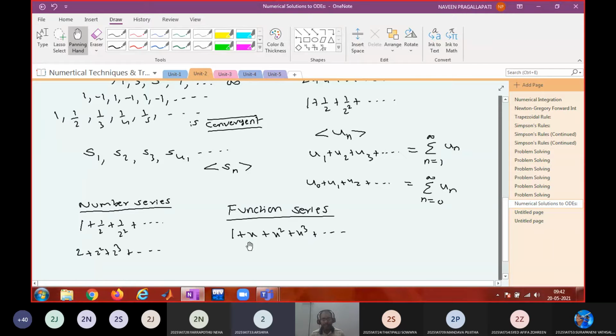It depends on the value of x. For certain values of x, it is convergent. For certain values of x, it is divergent. If I substitute x equal to 1 by 2, it is convergent. If I substitute x equal to 1, it is divergent. So for a function series, you cannot say immediately whether it is convergent or divergent. It depends on the values of x that you are inputting.